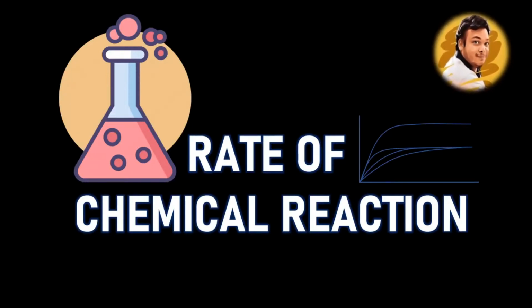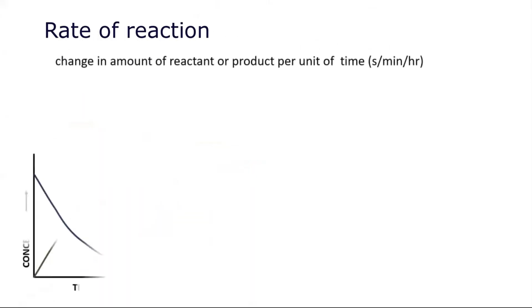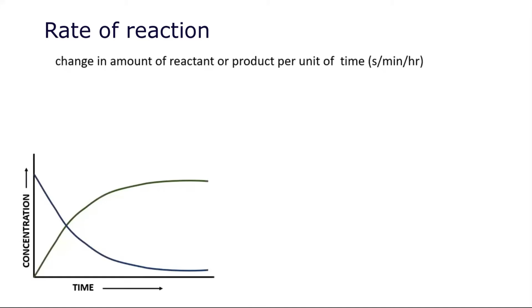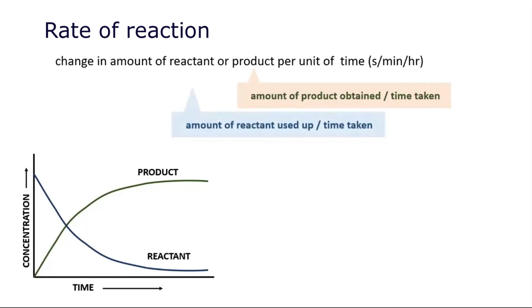Today we'll talk about rate of chemical reaction. Rate of reaction or speed of reaction can be defined as the change in amount of reactant or product per unit of time. Like amount of product increased per second or amount of reactant decreased per second. So we can measure the rate of reaction by measuring the mass, concentration or volume.